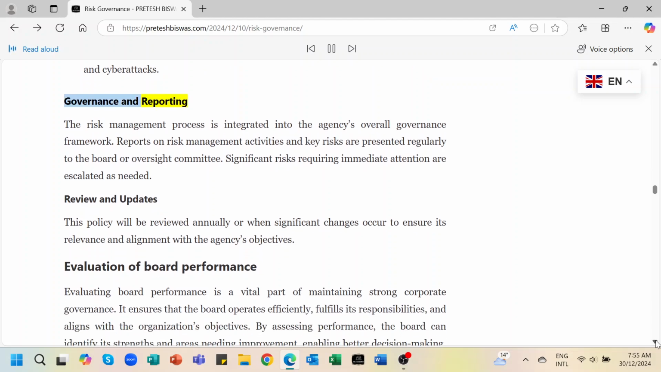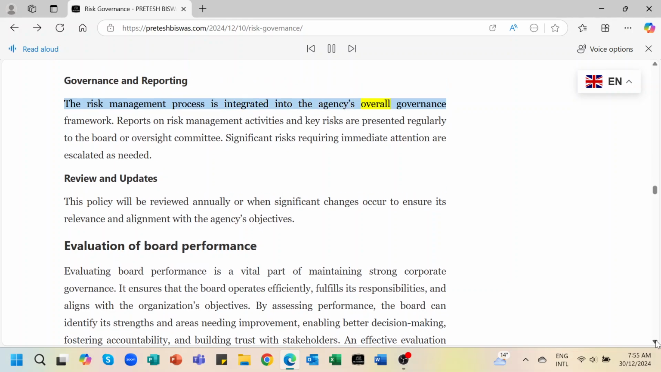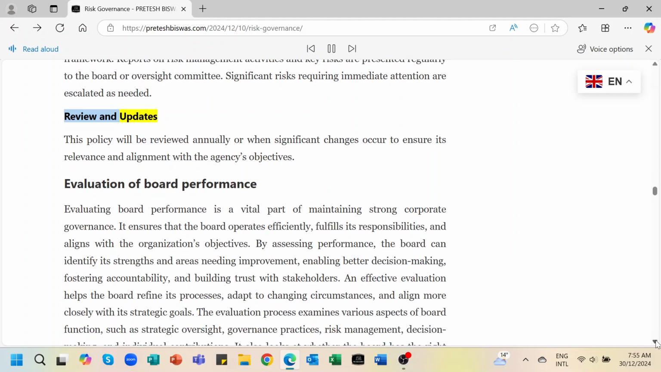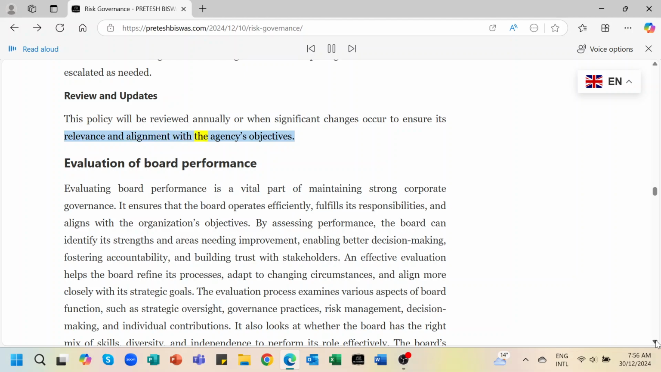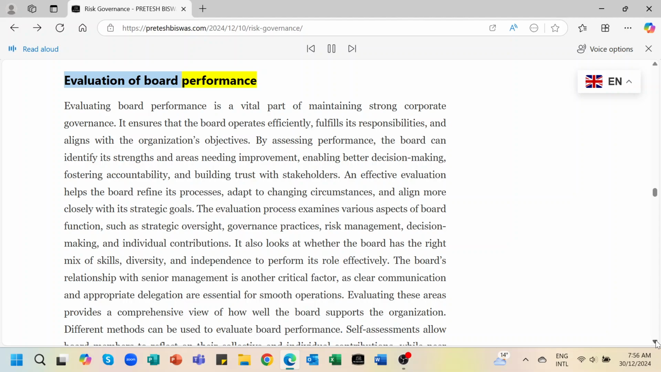Governance and reporting. The risk management process is integrated into the agency's overall governance framework. Reports on risk management activities and key risks are presented regularly to the board or oversight committee. Significant risks requiring immediate attention are escalated as needed. Review and updates. This policy will be reviewed annually or when significant changes occur to ensure its relevance and alignment with the agency's objectives. Evaluation of board performance.